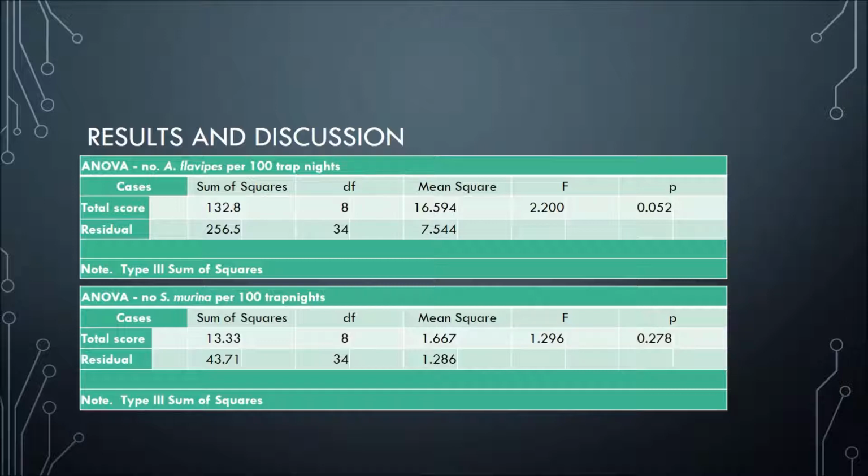Results were analysed using a one-way ANOVA, from which it can be seen that no statistically significant variations in abundance were observed. This, however, may be due to insufficient trapping effort, as other studies demonstrate clear correlations between habitat complexity and small mammal abundance.